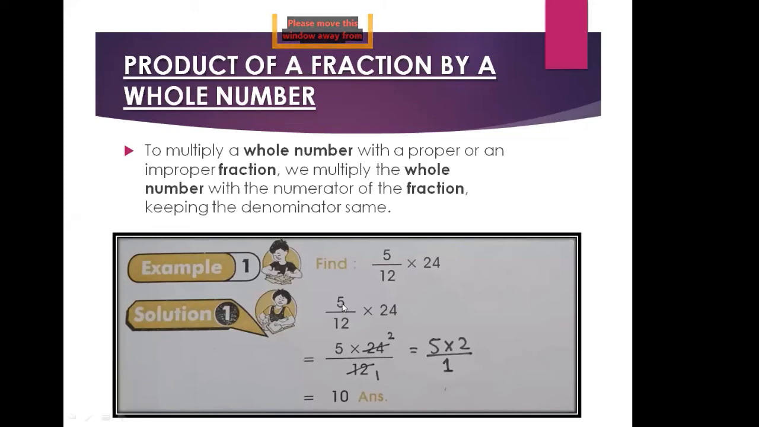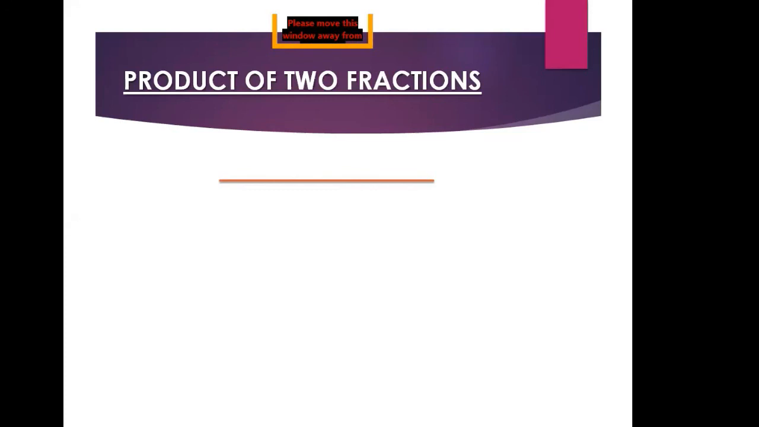So we will do cancellation of 5 with 1 and 12 with 24. 5 and 1 cancellation is not possible, but 12 and 24 cancellation is possible. 12 ones are 12, 12 twos are 24. Now what is left? 5 multiplied by 2 over 1. Okay. Now 5 multiplied by 2 equals 10. One more thing is that when we have 1 in the denominator, it is not necessary to mention it in the answer. You just have to write 10 as the answer. So this is example number 1. Now the next objective, product of two fractions.